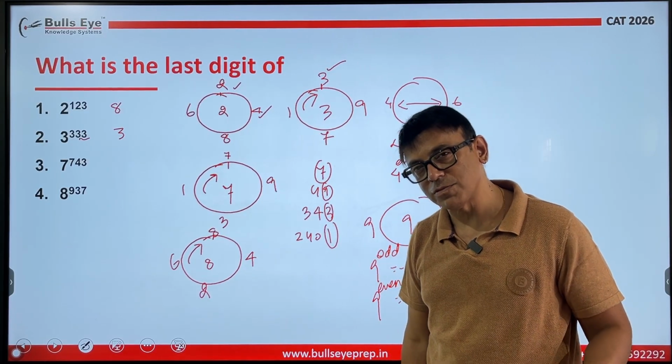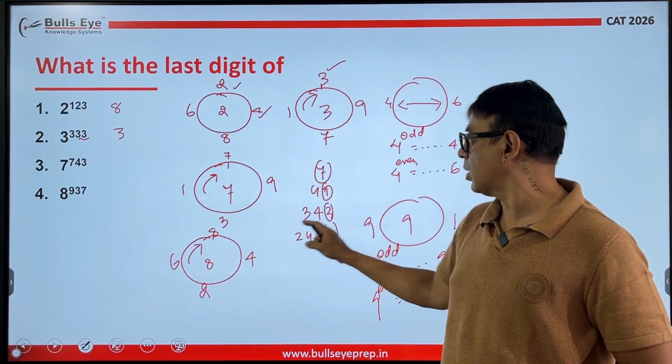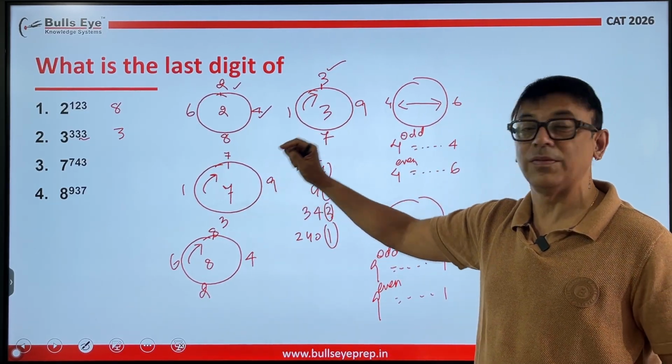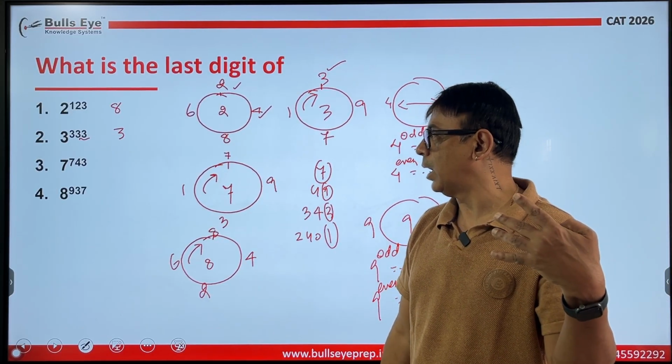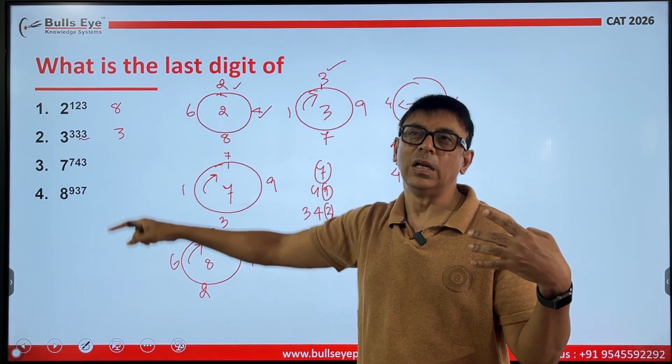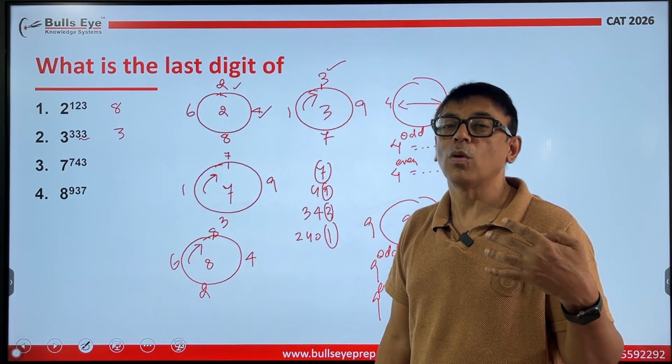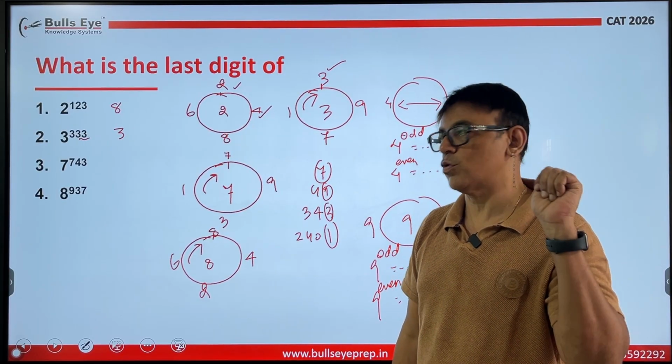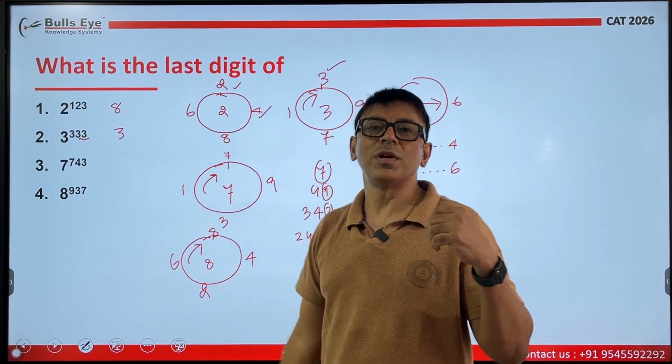7. How many stops does 7 have? 7 has got 4 stops. 7 raised to 343. Divide 343 by 4. Why are we dividing by 4? Because there are 4 stops. 343 to be divided by 4.